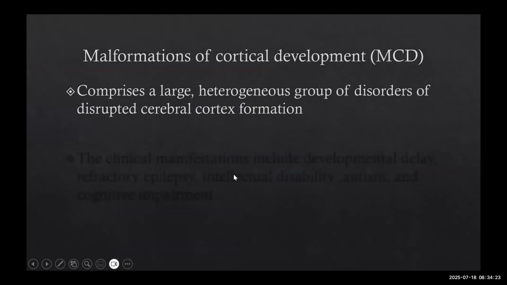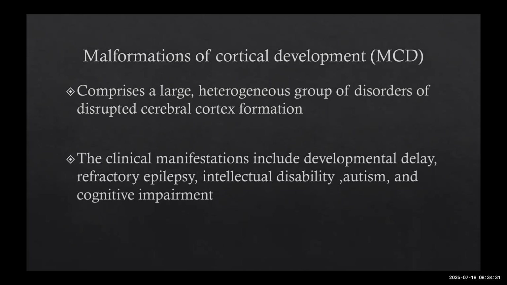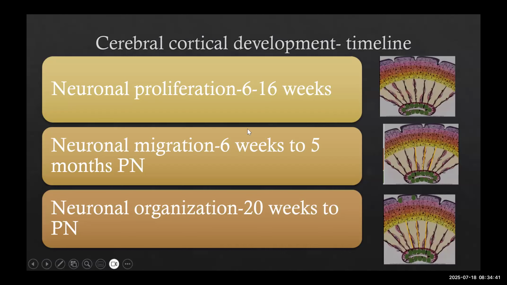So what is malformation of cortical development? This comprises a large heterogeneous group of disorders of disrupted cerebral cortex formation. The clinical manifestations include developmental delay, refractory epilepsy, intellectual disability, autism, and cognitive impairment. In order to know about malformation of cortical development, we need to know the cerebral cortex development along with the timelines. This consists of three important phases.